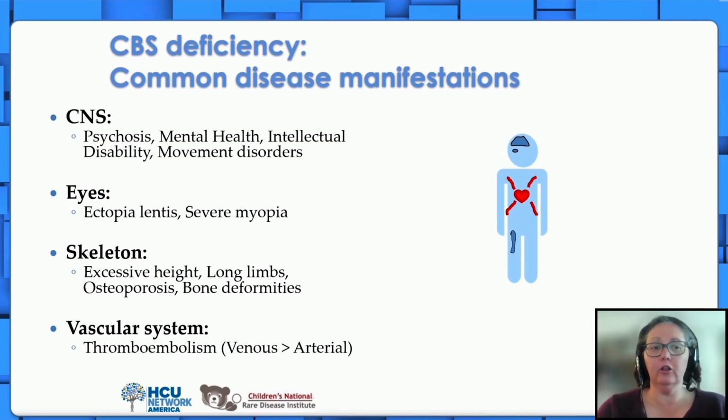In the eyes, the classic presentation is ectopia lentis, and many individuals have severe myopia. For those who are not identified by newborn screen in the United States, ophthalmology and optometry are usually the first touch base for a number of these complications. And because ectopia lentis is fairly rare, these individuals often present to optometry or ophthalmology.